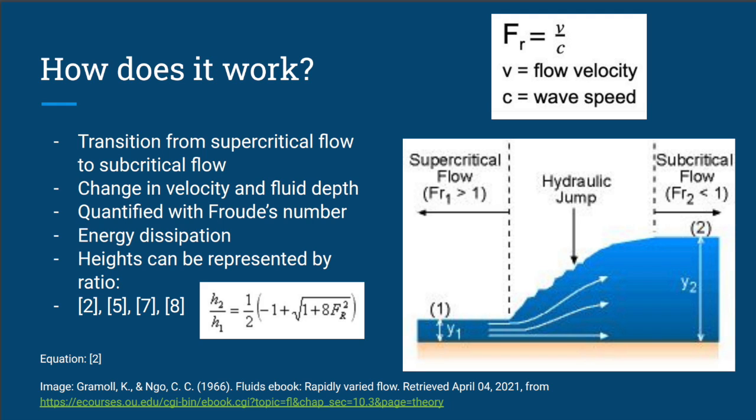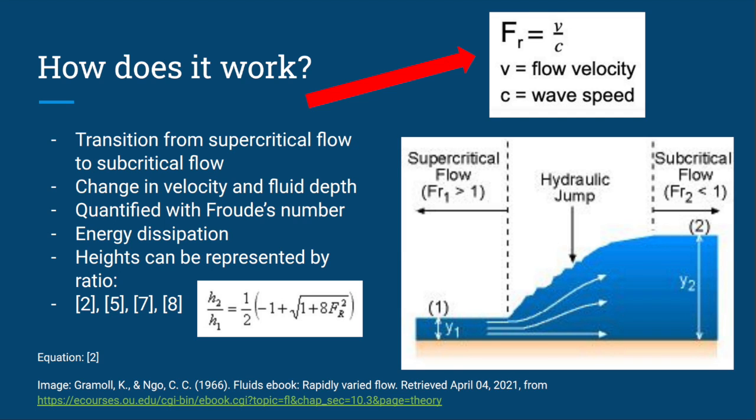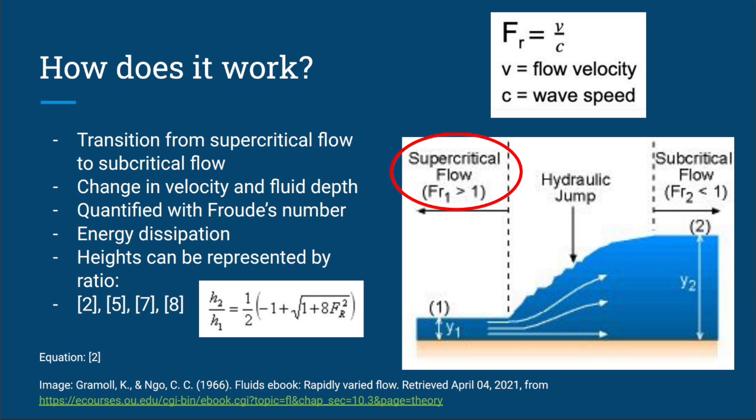Researchers Merzen and Chanson formally define it as a rapid and sudden transition from a high-velocity supercritical open channel flow to a subcritical flow. Supercritical and subcritical flow are defined by looking at Froude's number, which is found through the formula F equals V over C, where V is the flow velocity of the water and C is the wave speed of the traveling waves, which is frequency times wavelength.